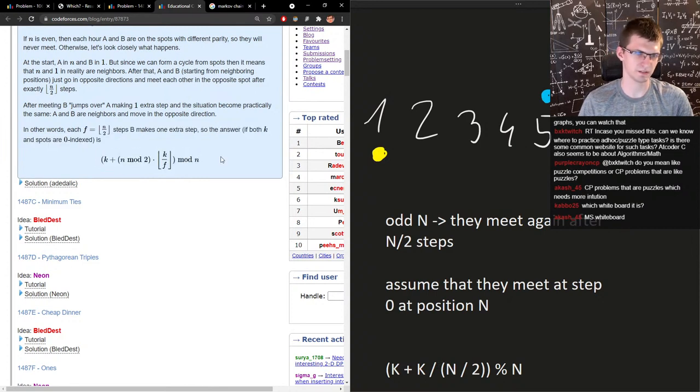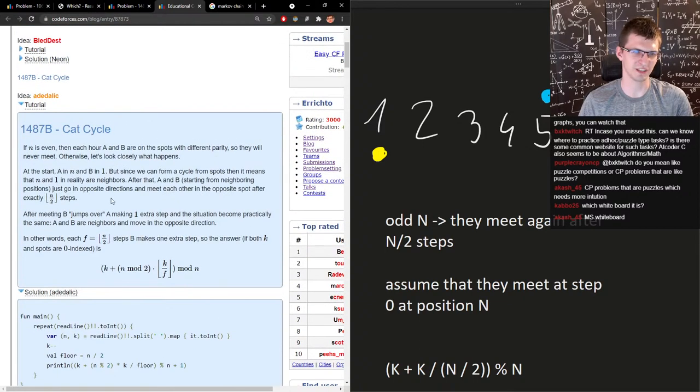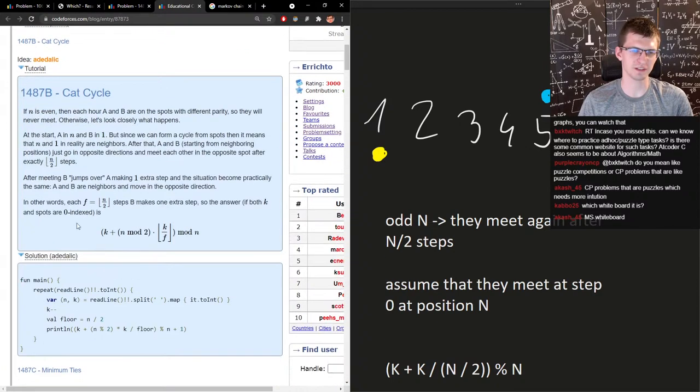It's exactly this. I don't like how they use and modulo 2 instead of making an if, because that's just harder to read. And you should never do that in an editorial. It's like the goal was to minimize the number of characters used. No, be a human and just say, if n is odd, then do this, otherwise do that, because they never meet.